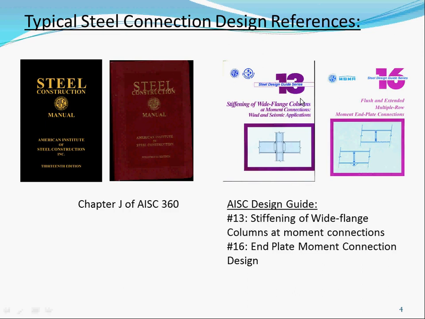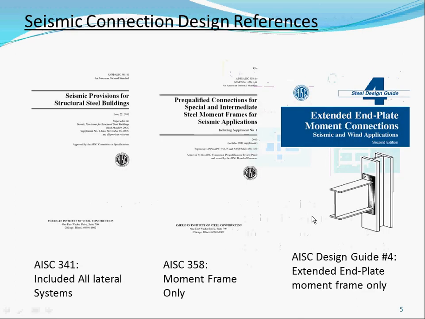So 13 is on stiffening of the column flanges, basically on when you use the continuity plate or stiffener plate. Number 16 is the end plate moment connection, so moment connection end plate. There is actually a Design Guide 4 that covers the same connection, but for seismic provisions. And I'll show you that later here.